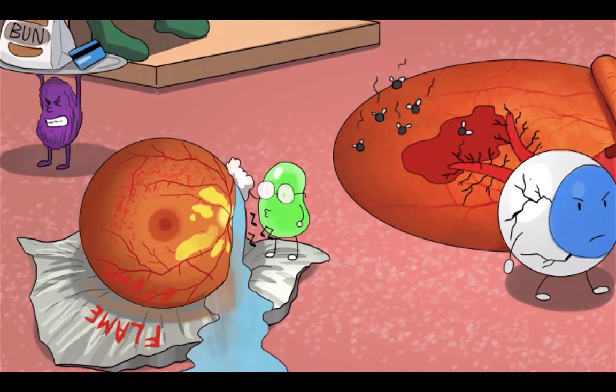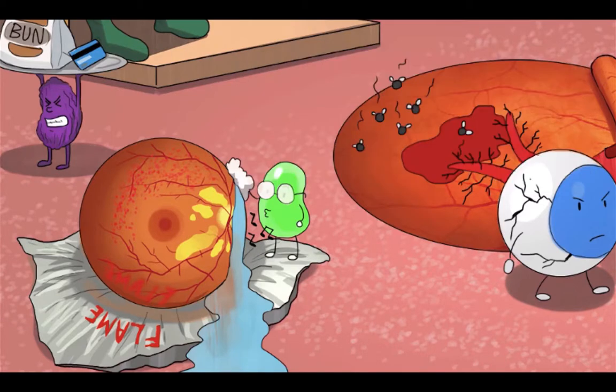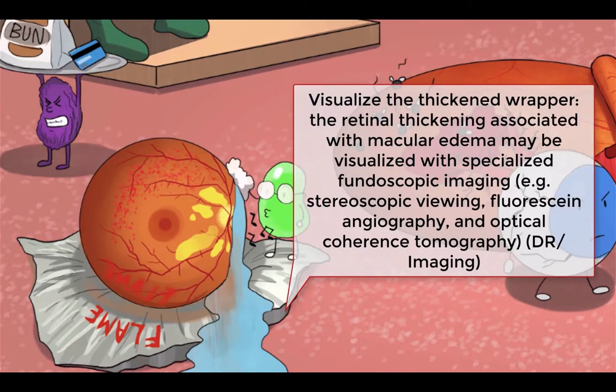Alright, let's talk about the physical exam, specifically the fundoscopic exam. Non-proliferative retinopathy is associated with microaneurysms, retinal hemorrhages, so-called hard exudates, which involve leakage of lipid and proteinaceous material, and lastly, cotton wool spots, which are pale patches that indicate nerve fiber infarcts. The edema and retinal thickening associated with macular edema can be visualized with specialized fundoscopic imaging, including stereoscopic viewing, fluorescein angiography, and optical coherence tomography.